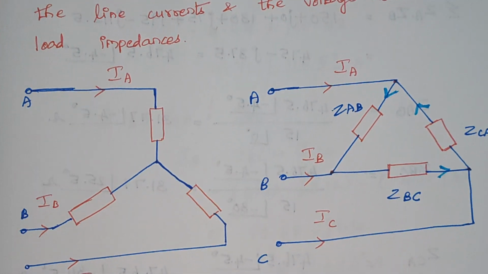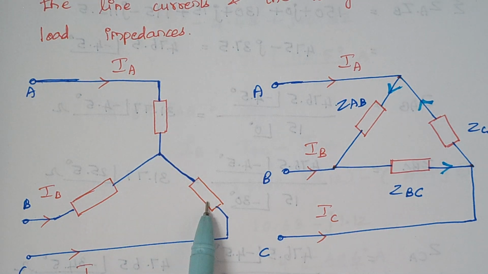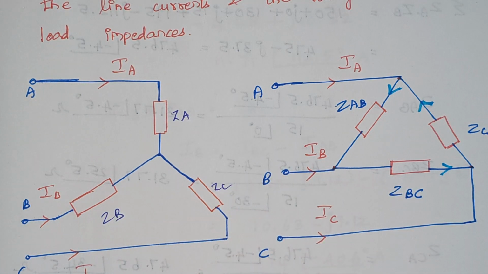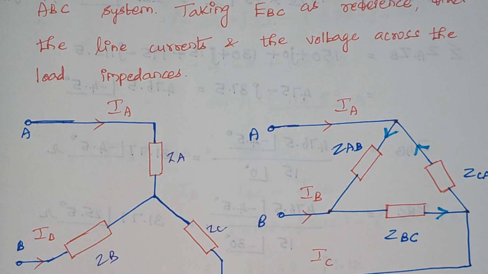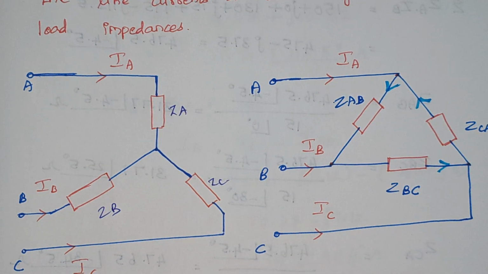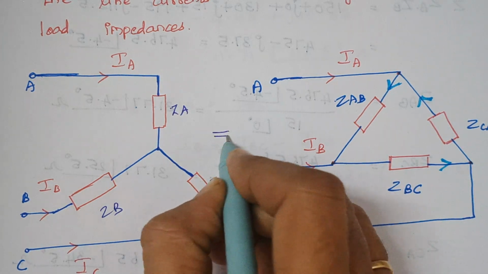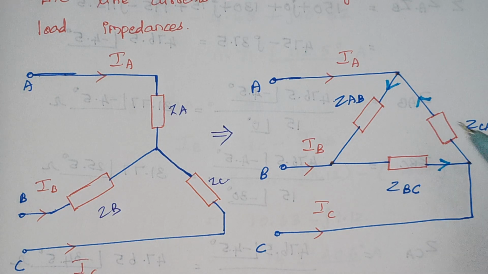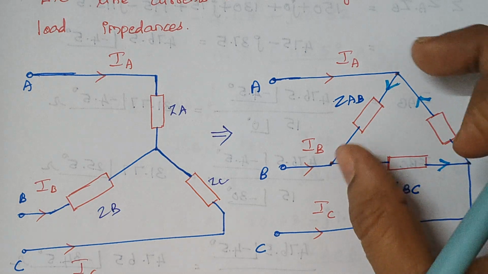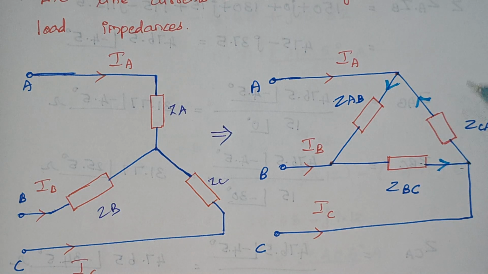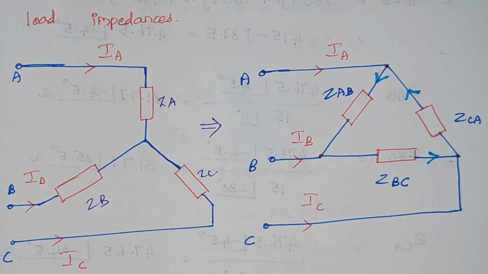So here this is your given star network. It has 3 impedances, this is your ZA, and this is your ZB, and this is your ZC, right? So here we are going to find the value of line currents, right, and the voltage across the load impedances. So here the line currents are IA, IB and IC. Now this star network is converted into an equivalent delta network over here, right? So this is your equivalent delta network. So the impedance between your A and B is ZAB, B and C is ZBC, and C and A is ZCA, right? So that's it.